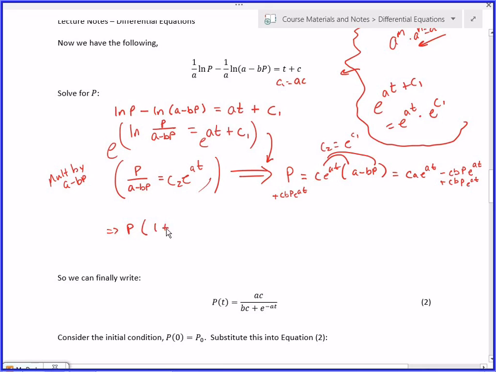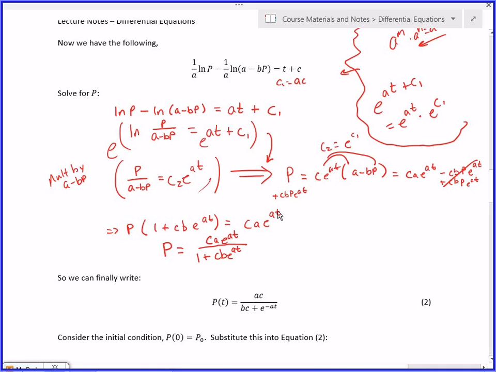And then factor out the P on the left. P times 1 plus CB... nope, the P's gone. e to the AT. And on the right, all you have is CA e to the AT. And I still wrote that P in there like I'm an idiot. You're right, it says CB. So P now is CA e to the AT divided by 1 plus CB e to the AT.